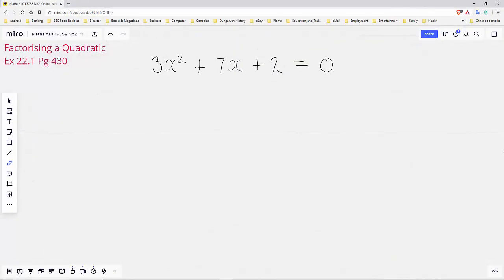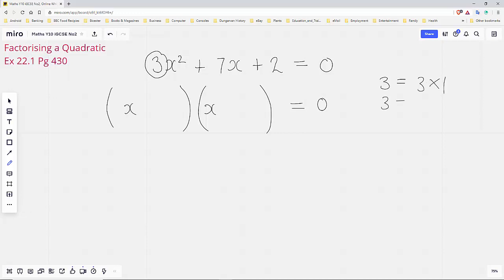Well, here's our equation again, and we know we're going to end up with two brackets, so let's just put them down now. And this time I'll just make it straight equal to 0, whatever the solution is. We'll put an x in here and an x in here, but we've got to deal with this 3 first. Well, 3 can be equal to 3 times 1, or 3 can be 1 times 3. It really doesn't matter this time round, but normally we'll put the big number in first and leave the x on its own in the second bracket. Having done that, we now look at this number here, the plus 2.